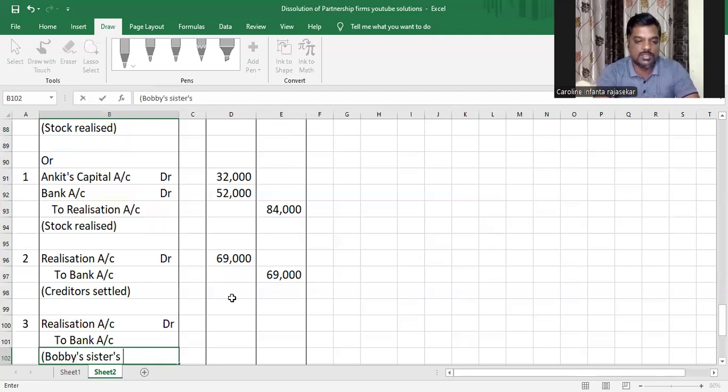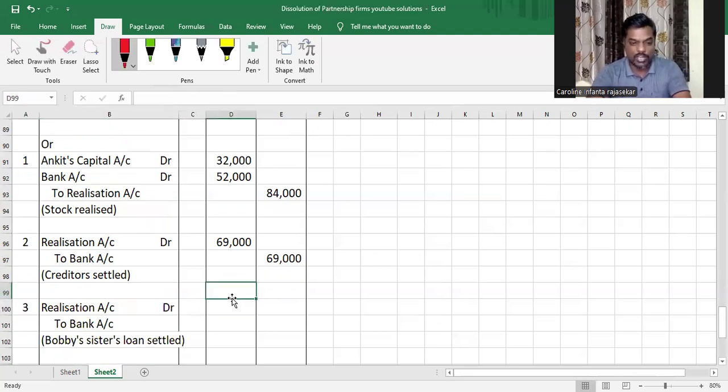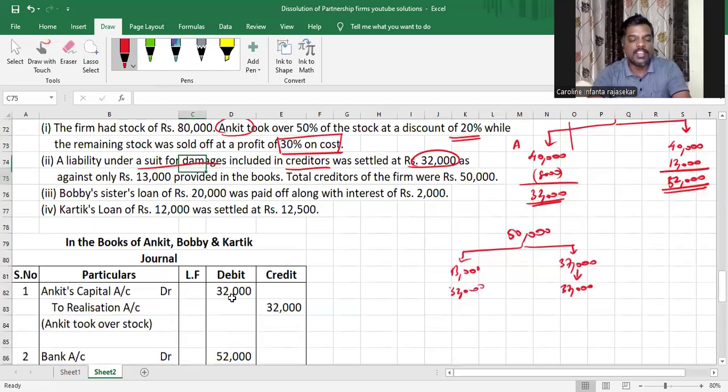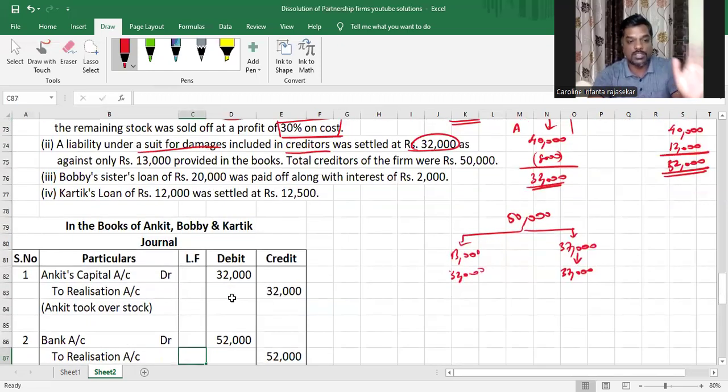Bobby's sister's loan settled. How much did we settle? We paid 22,000. We are only bothered about how much money we paid for the liability. Understood? We are not bothered about the book value of the liability. We paid 22,000. So I'm debiting and crediting 22,000. Understood or not, my dear children? And then we finally have Kartik's loan of 12,000 was settled at 12,500. Oh my God, what am I supposed to do? All this question will come up, but it's actually very simple when you look at it, my dear children.